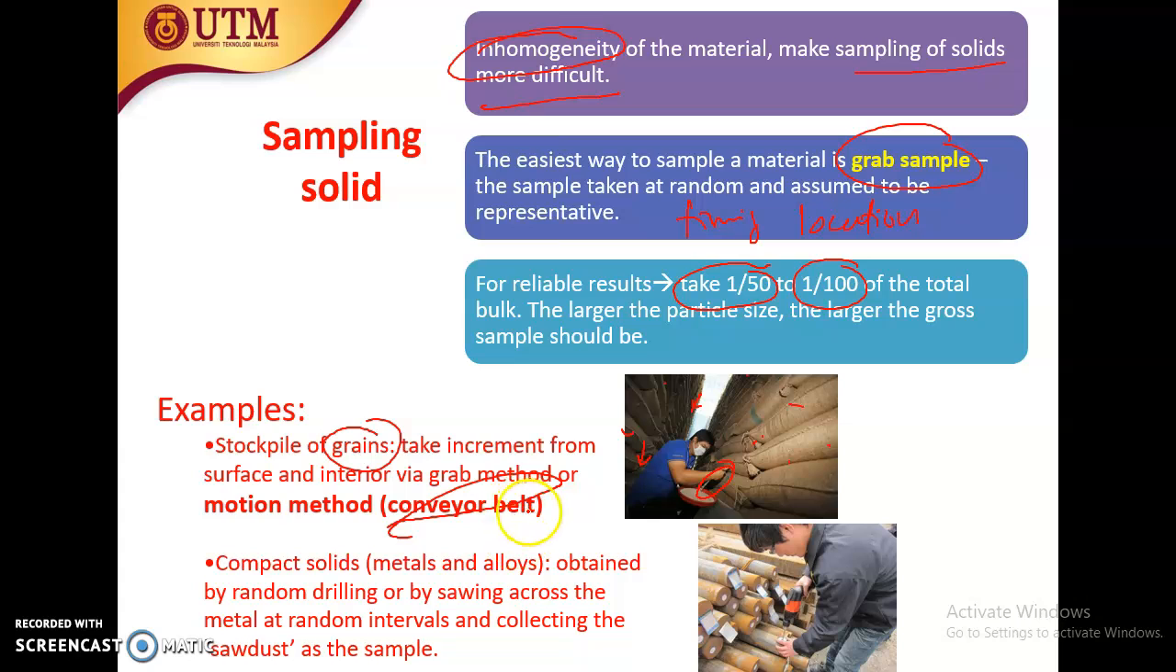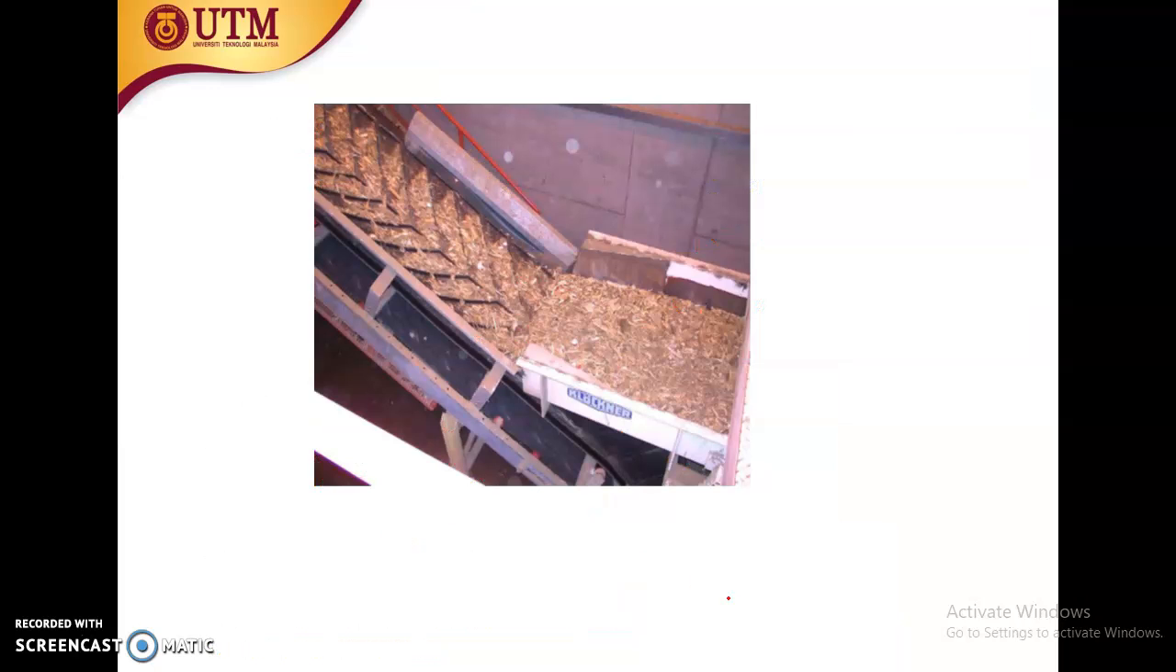Means that you sample at 30 minutes time interval. It's even easier. Okay, what if you have something like metal and alloy at different places? You can drill. Okay, drill. So this is the conveyor that I mentioned, usually for grains. Okay, you want to quality check it.